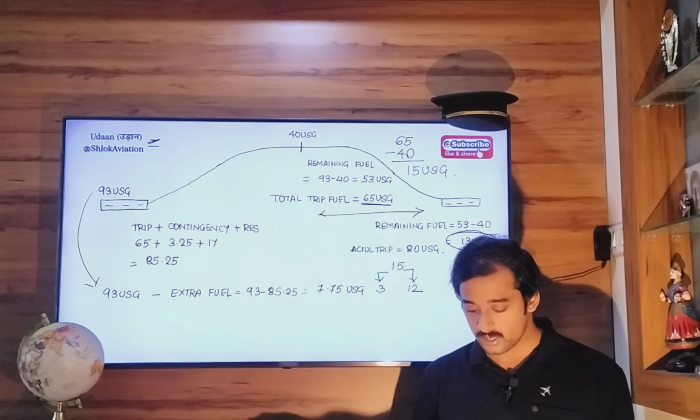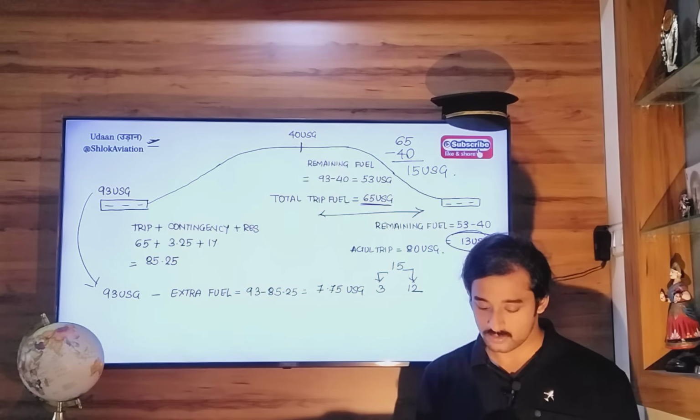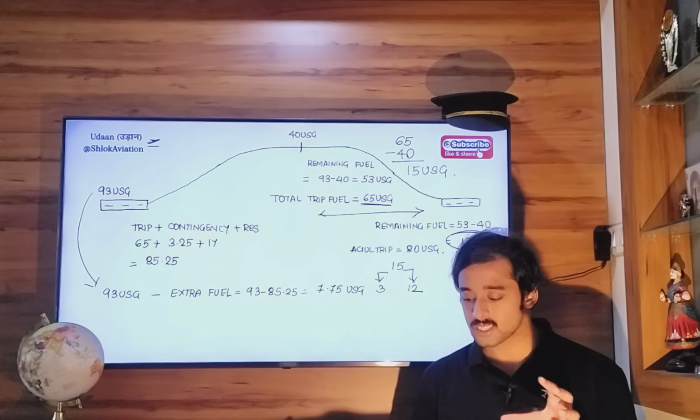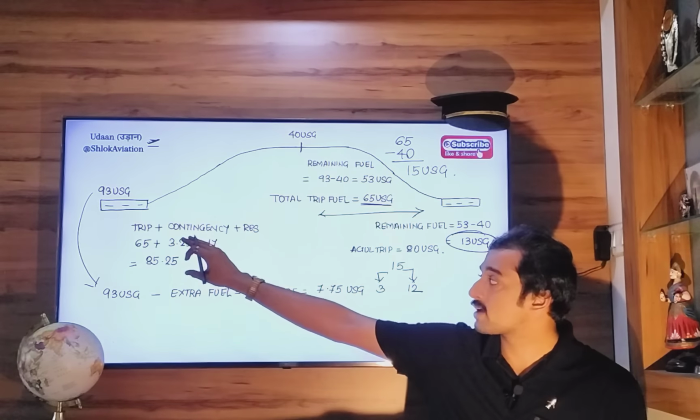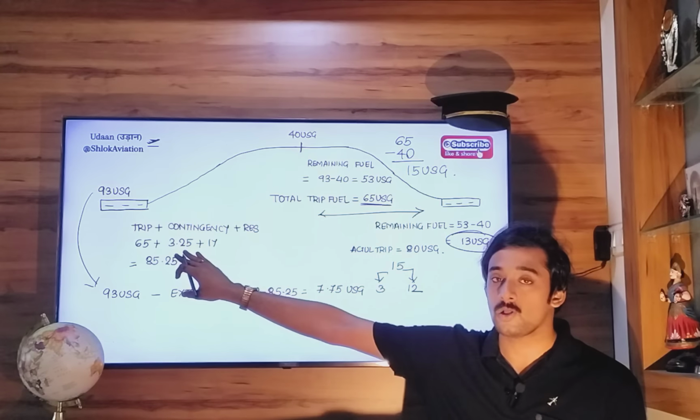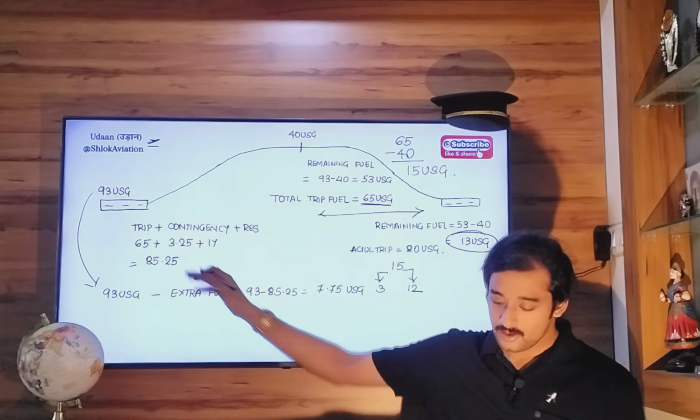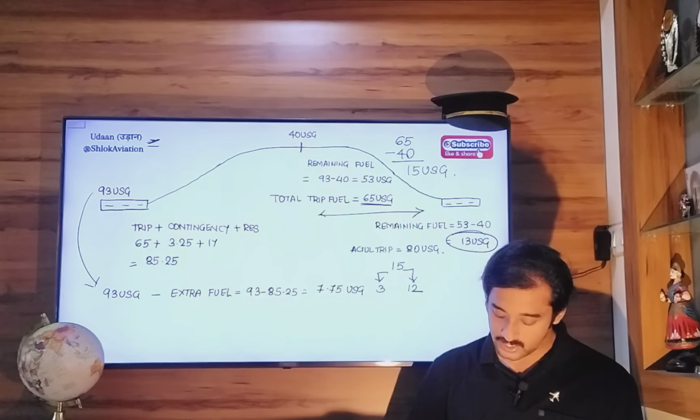And that extra 15, another 25 US gallon fuel. So that extra fuel we will have to take from reserve, and all the fuel from contingency. Okay, so option Charlie is the right answer.